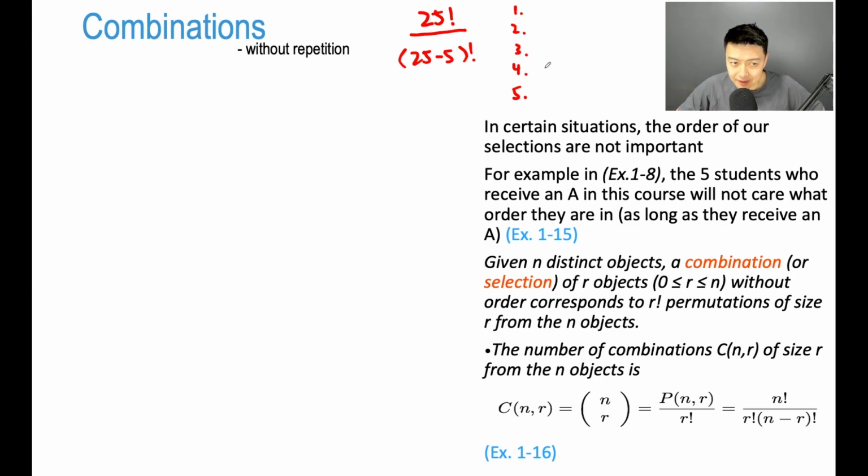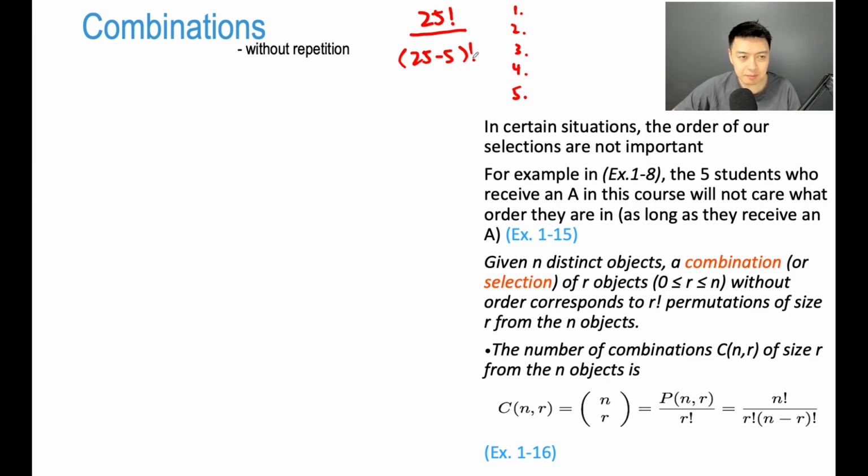So that said, this is not a permutation. It does not have order because the order within the boxes does not matter. Okay, so again, if you're placed number 1 versus if you're placed number 4, you get the same outcome. You get the same characteristic. So in this case, this would not be a permutation. It would be a combination.